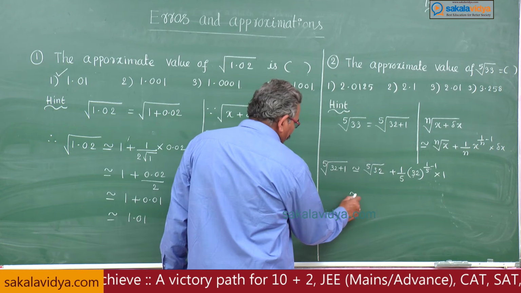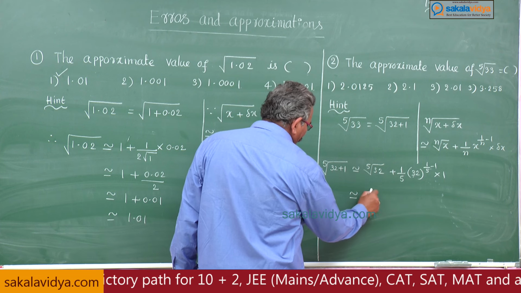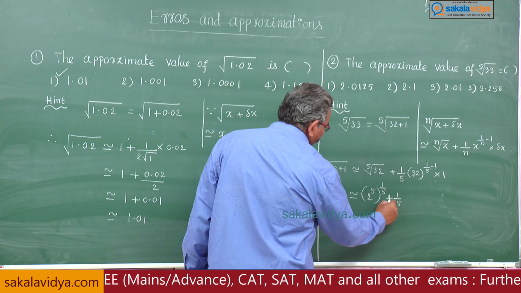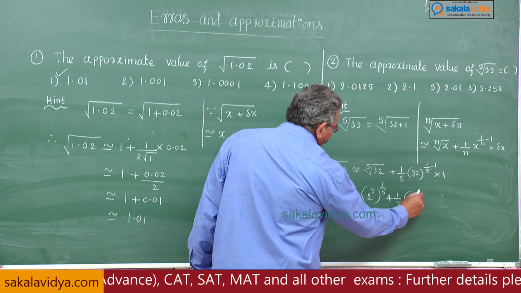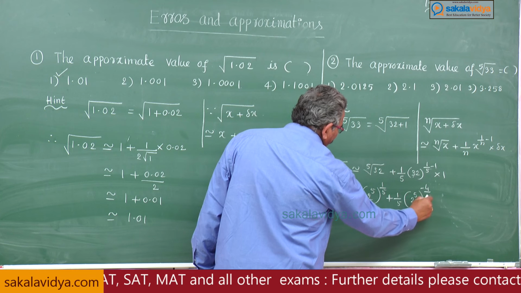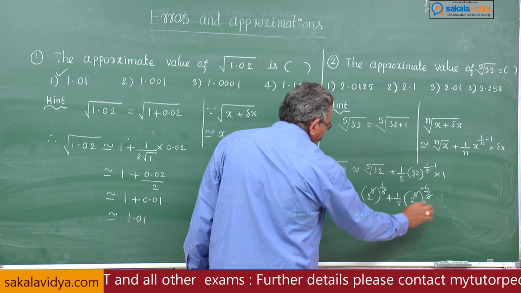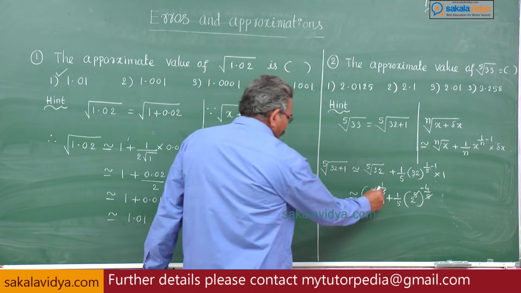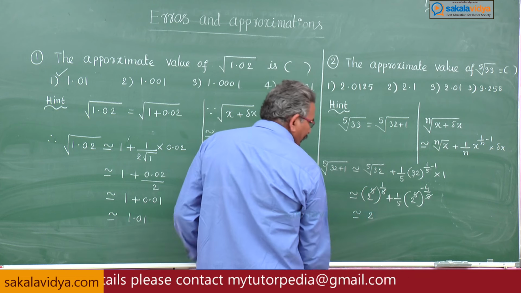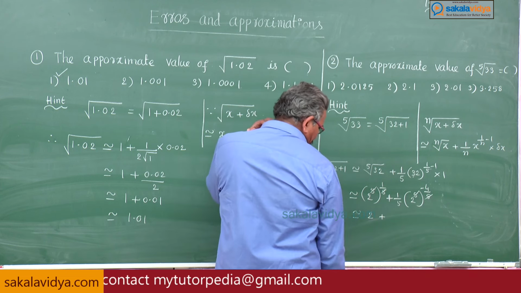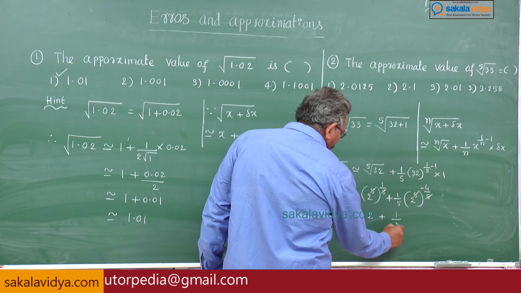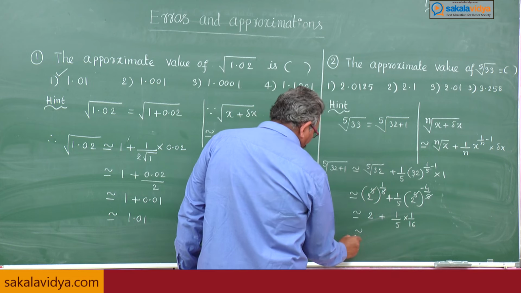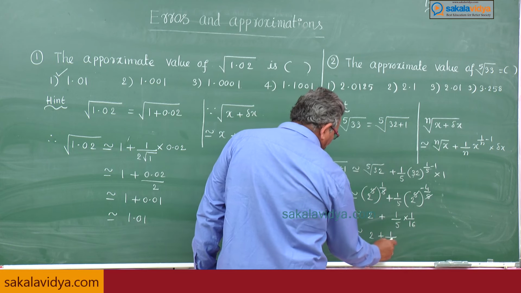This fifth root of 32 is 2 to the power of 5 whole to the power of 1 by 5, plus 1 by 5 into 2 to the power of 5, this will be minus 4 by 5. 5 cancels. Into 1, you can leave it, no problem. 1 is the multiplicative identity. This becomes 2 plus 1 by 5 into 2 to the power of minus 4, which means 1 by 2 to the power of 4, 1 by 16. So, 2 plus 1 by 80.